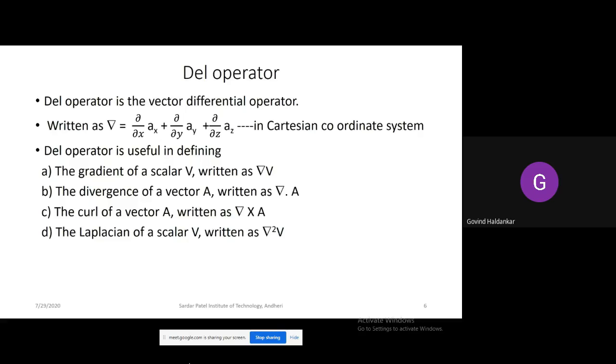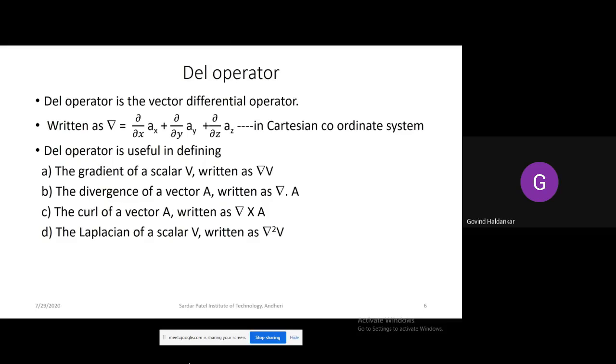In electromagnetics, while solving numerical problems, we need some mathematical operators, and one of them is the del operator. The del operator is a vector differential operator. Since it is a special operator related to the x, y, z coordinates, we have to define it according to the coordinate system. Here I have written the mathematical equation when we define the del operator in the Cartesian coordinate system.